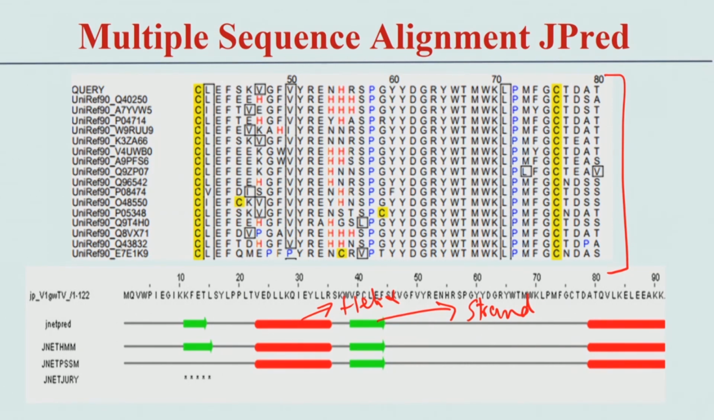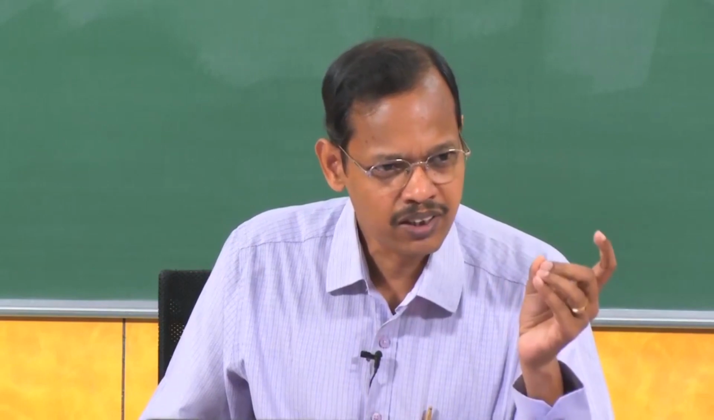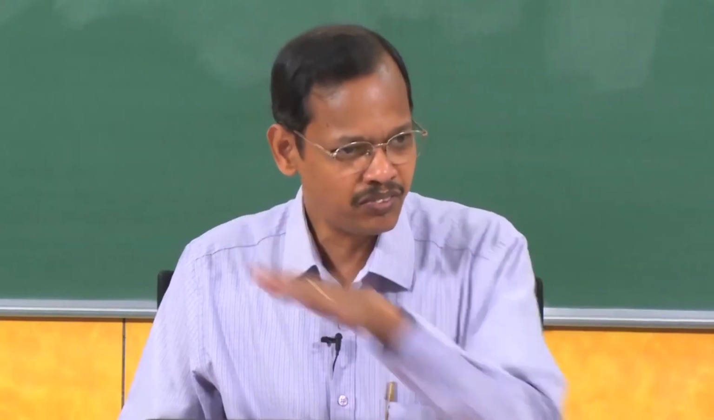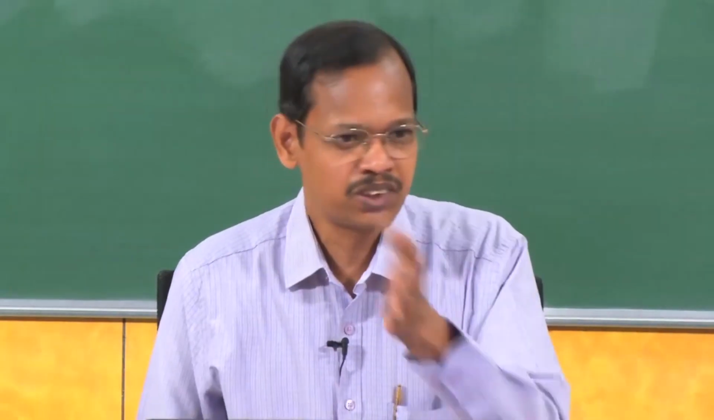So, we discussed propensity and information theory, hydrophobicity profiles and the multiple sequence alignment. If you see the performance, each method shows an improvement. First we started with 60%, 65%, 68%, and with the multiple sequence alignment, if you get a good alignment you can get up to 65 to 70%.